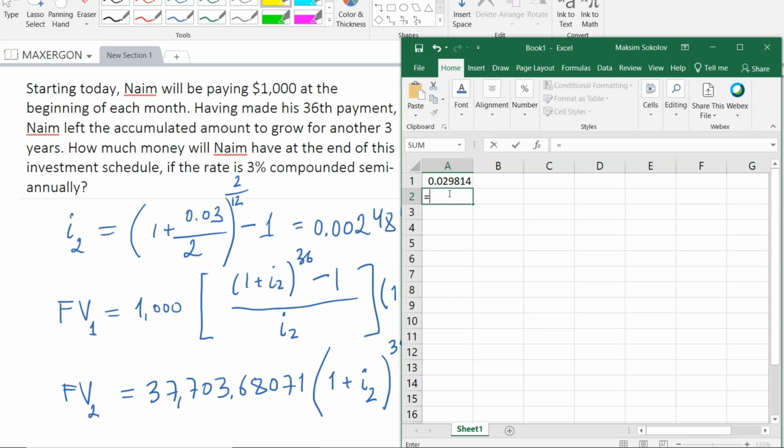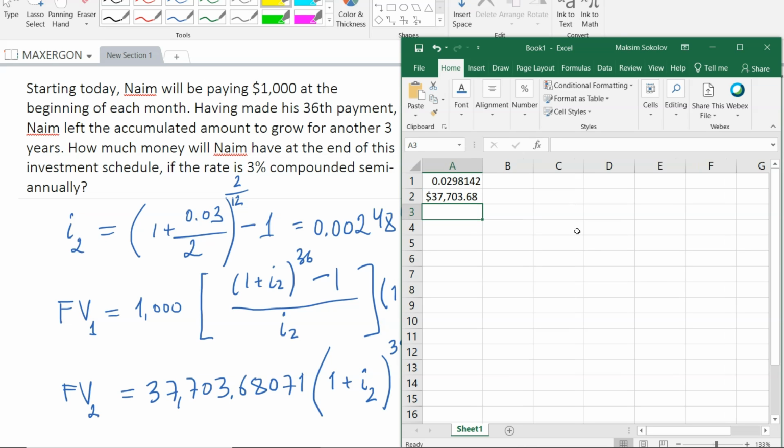With this rate, we are ready to find future value, which is in this case future value 1. The rate is going to be A1 divided by 12 because we need periodic rate. Number of periods is 36. Payment is 1,000. Present value is 0. And that's going to be due annuity. The result is 37,703.68. Keep in mind, Excel keeps all decimals, even though we see here only 2 decimals displayed.